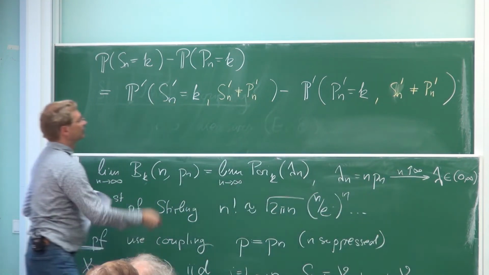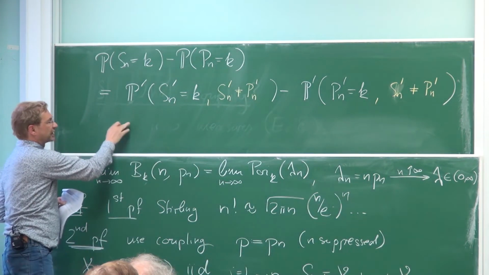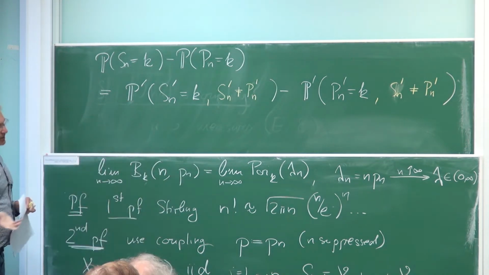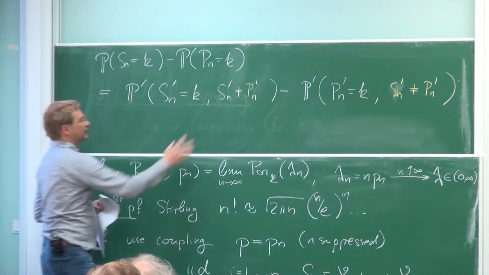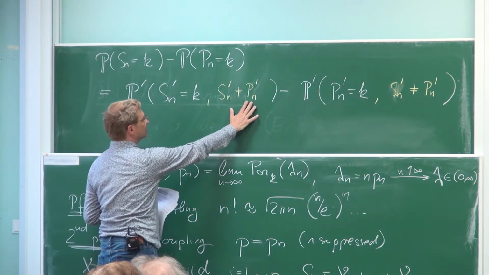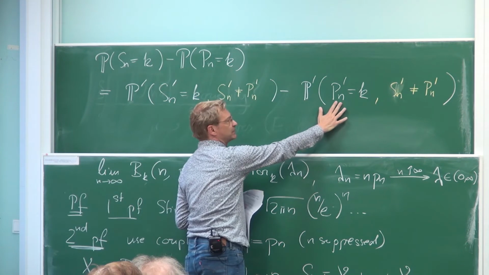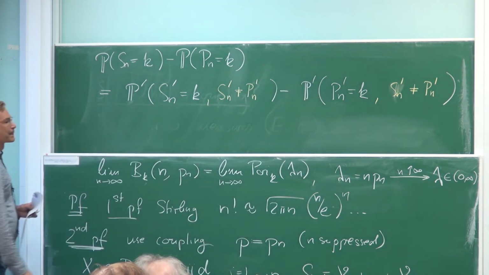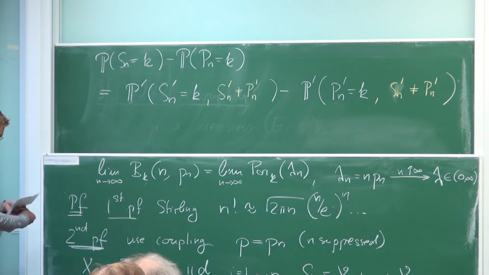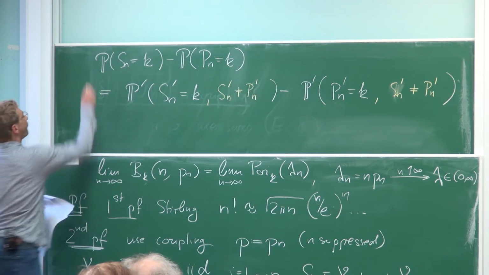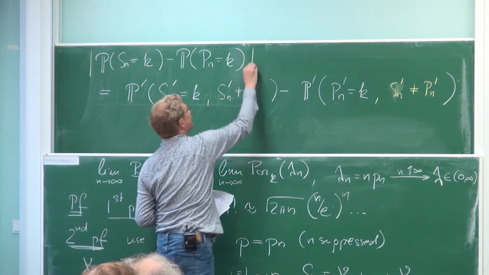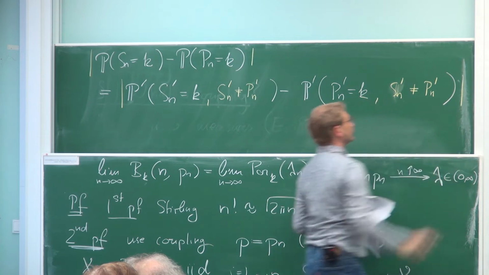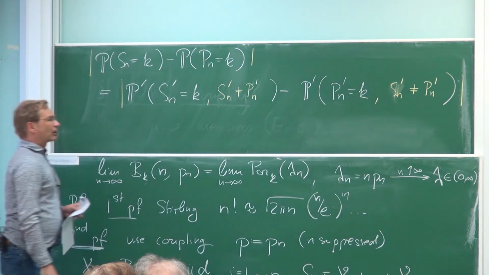And of course, I should add here plus Sn prime is Pn prime. But this I can leave away, because if Sn prime is Pn prime, I could replace the Pn prime by an Sn prime, and this goes. Okay, fine. Then let's take the modulus. Also good. And now comes something interesting.